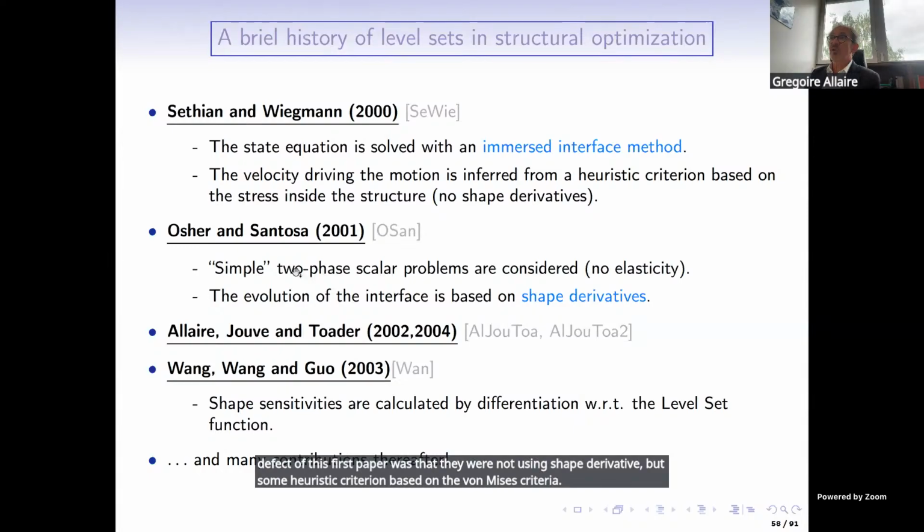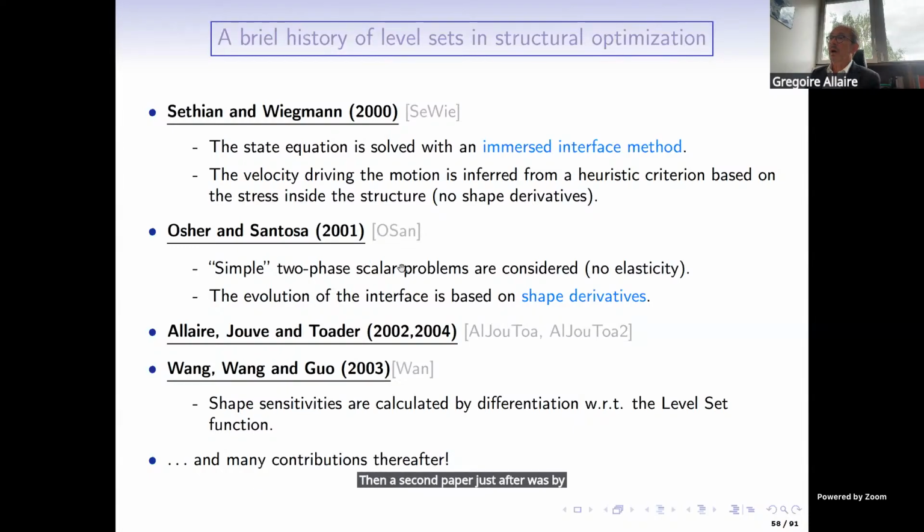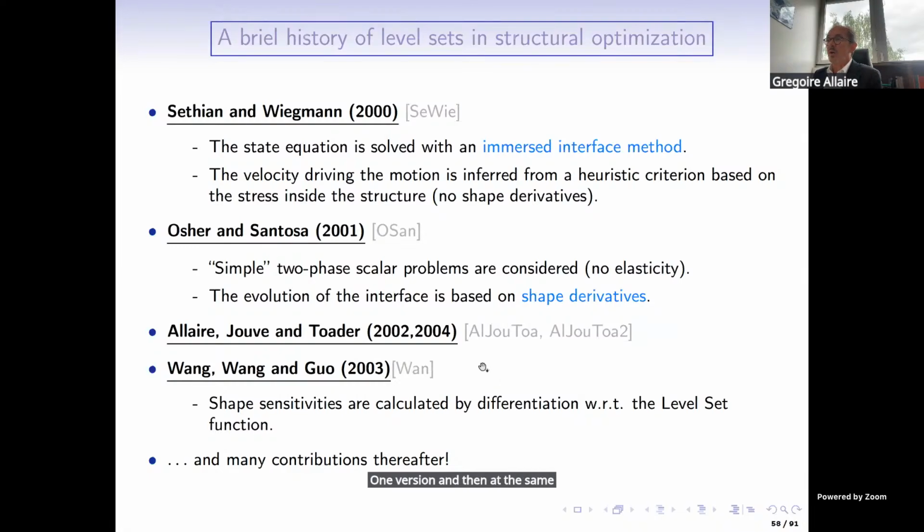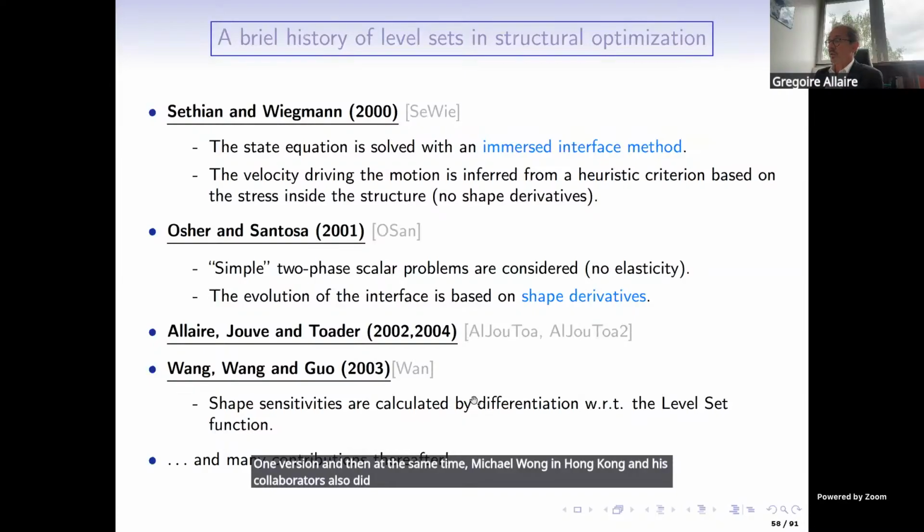Then a second paper just after was by Osher and Santosa. This was rather an interface optimization for a two-phase scalar problem, and they used indeed a shape derivative. And then one year later, I produced with my colleagues François Jouve and Anca-Maria Toader one version, and at the same time, Michael Wang in Hong Kong and his collaborators also made a contribution in this setting. And then after that, there were so many contributions that it's not possible to list all of them.